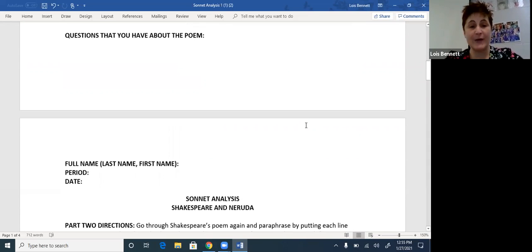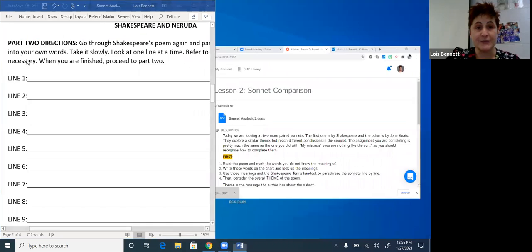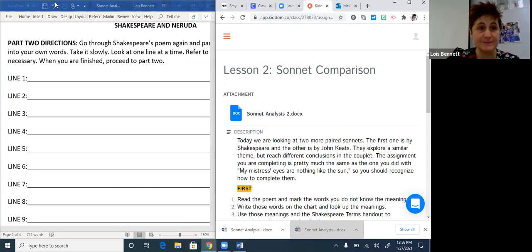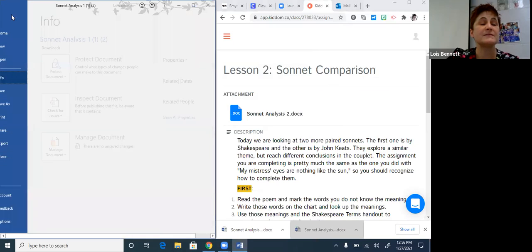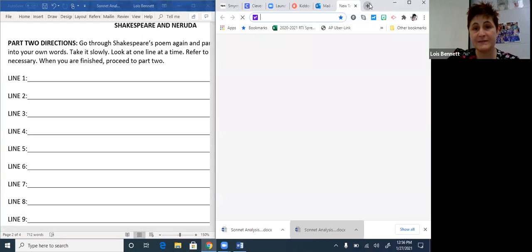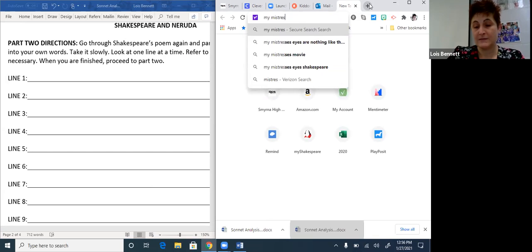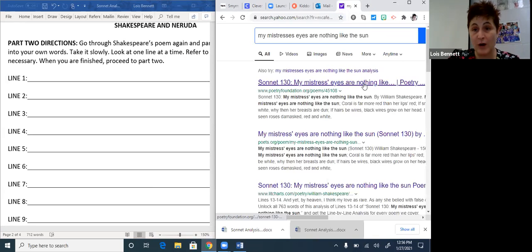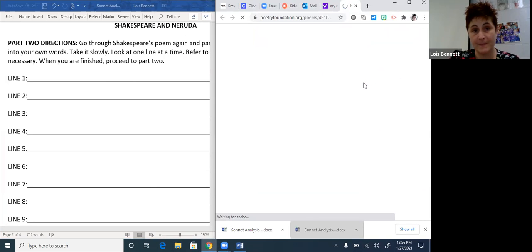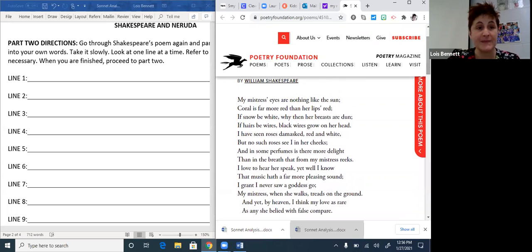Then the next thing you have down here is a paraphrase box. And what I'm going to recommend that you do is, you can kind of duplicate this. Actually, here's the way I'm gonna do it. I'm just gonna look up the poem online, that way I can look at it while I'm doing the paraphrase. And you use the words that you looked up in order to help you paraphrase it.